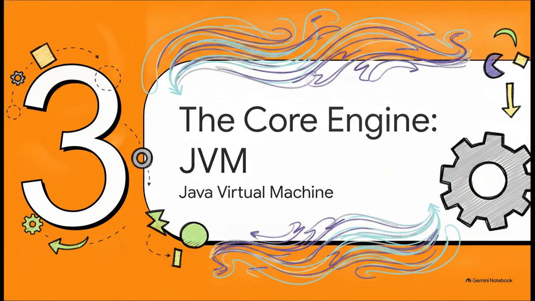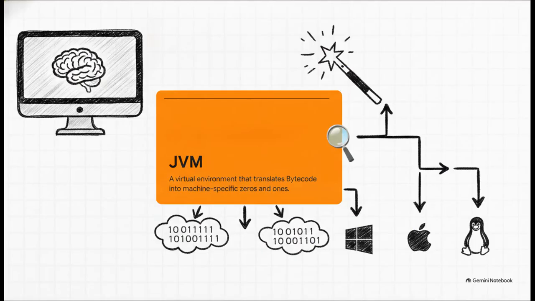Section 3. The core engine, the JVM. So what exactly is doing all this on-the-fly translation? Let's zoom in on the central piece of the architecture. JVM stands for Java Virtual Machine. You can basically think of it as a simulated virtual computer living inside your actual physical computer.